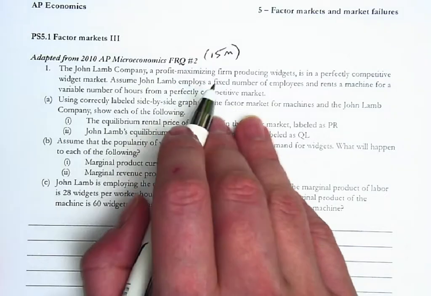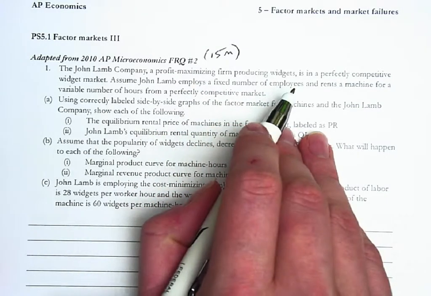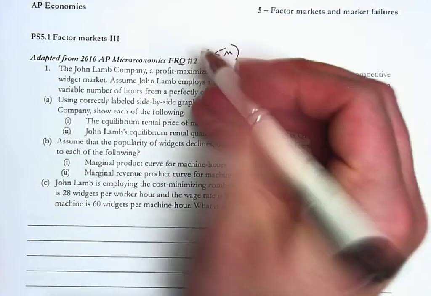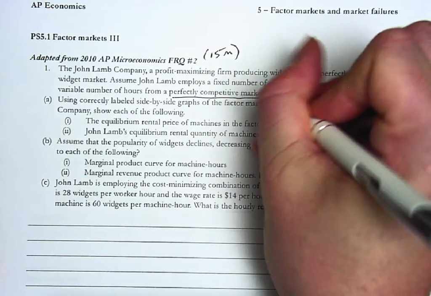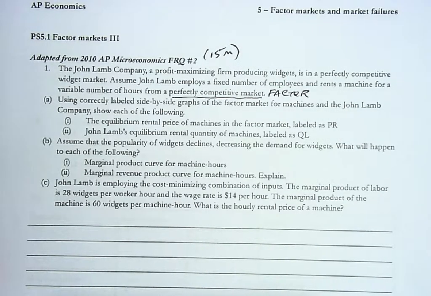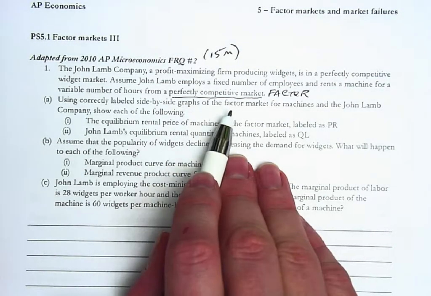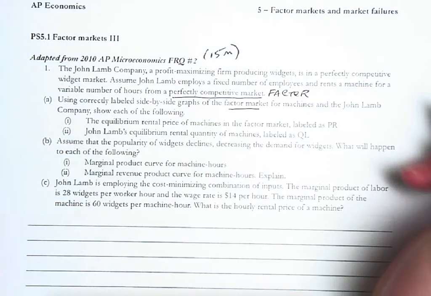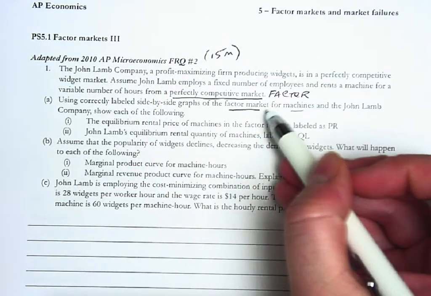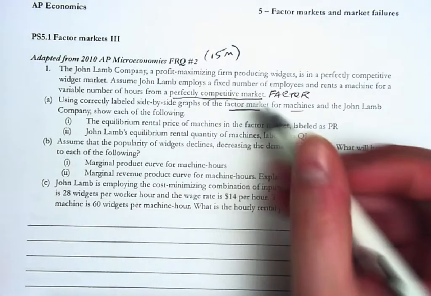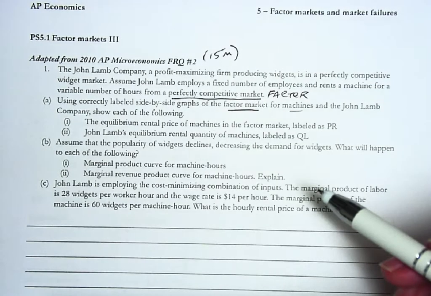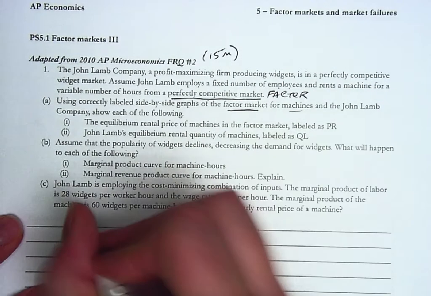Assume the company employs a fixed number of workers and rents a machine for a variable number of hours in a perfectly competitive market. So this is a factor market, right, where they're renting that machine. Using correctly labeled side-by-side graphs of the factor market for machines and the John Lamb Company, so two graphs, market and the firm, show each of the following: rental price of machines and the rental quantity of machines. So we need two graphs for part A.